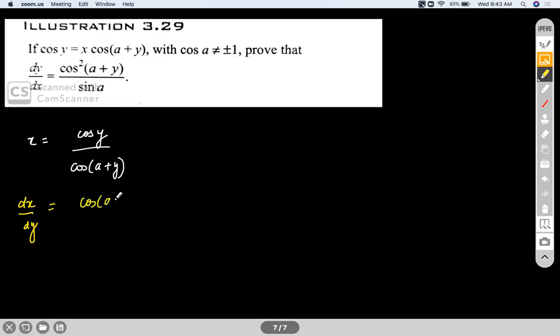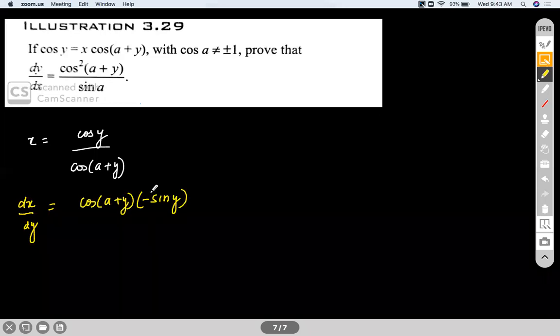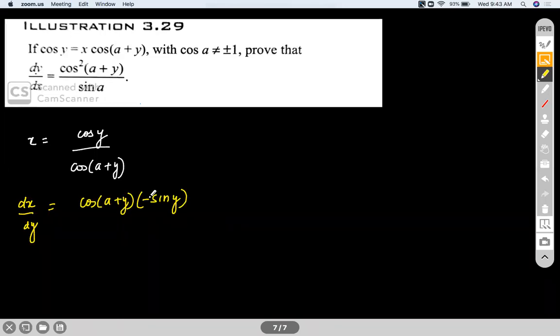So it is cos of a plus y. Derivative of cos of y is minus sine y. Please remember, you are differentiating cos y with respect to y, not x. Had you been differentiating cos y with respect to x, you would have written minus sine y dy by dx. Now you are differentiating cos y with respect to y. So it is just minus sine y dy by dy, but dy by dy is 1, so we don't write it actually.